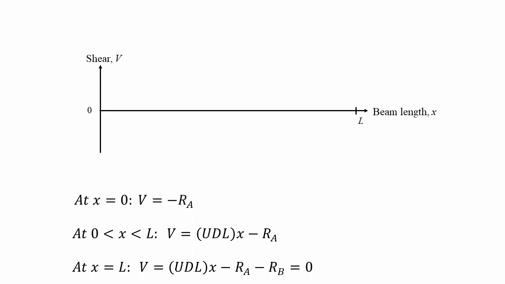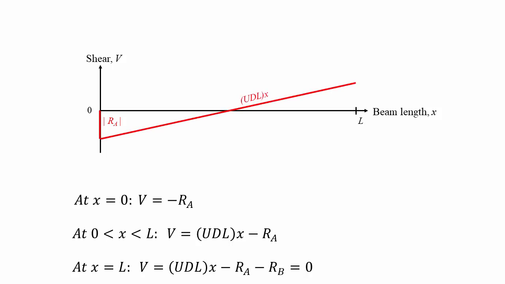In this diagram, the horizontal axis represents the distance along the beam, taking the left end of the beam to be the origin and going from left to right as positive. And the vertical axis represents the shear force. Starting at the left end of the beam with the first equation, the shear drops from 0 to minus Ra in response to the first support reaction. The magnitude of this drop is equal to the magnitude of Ra.